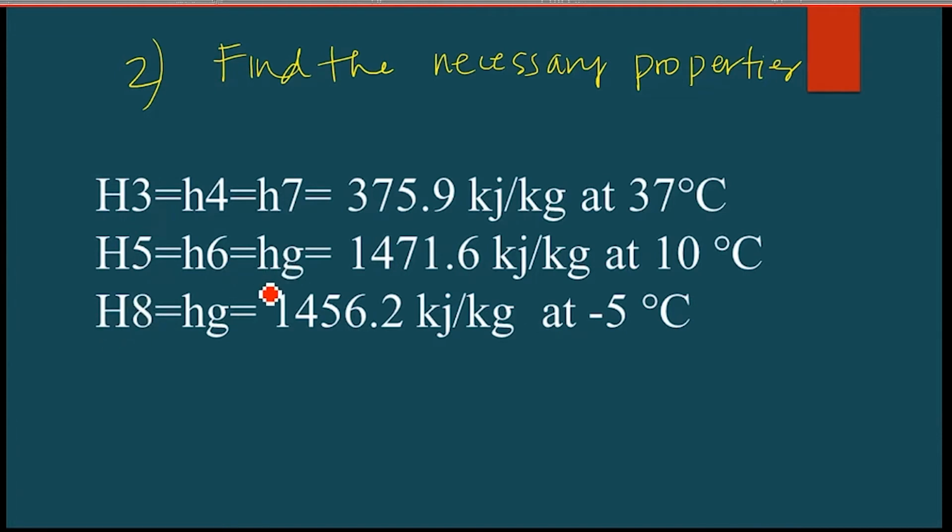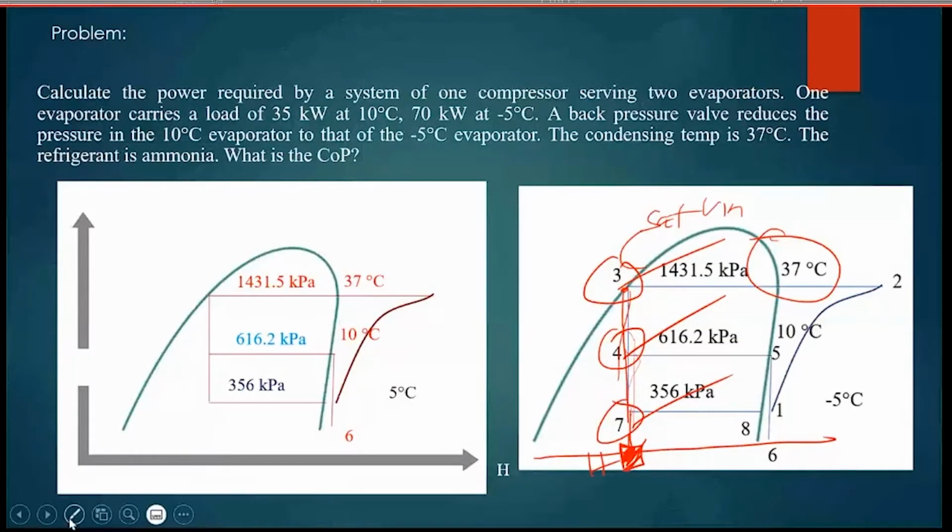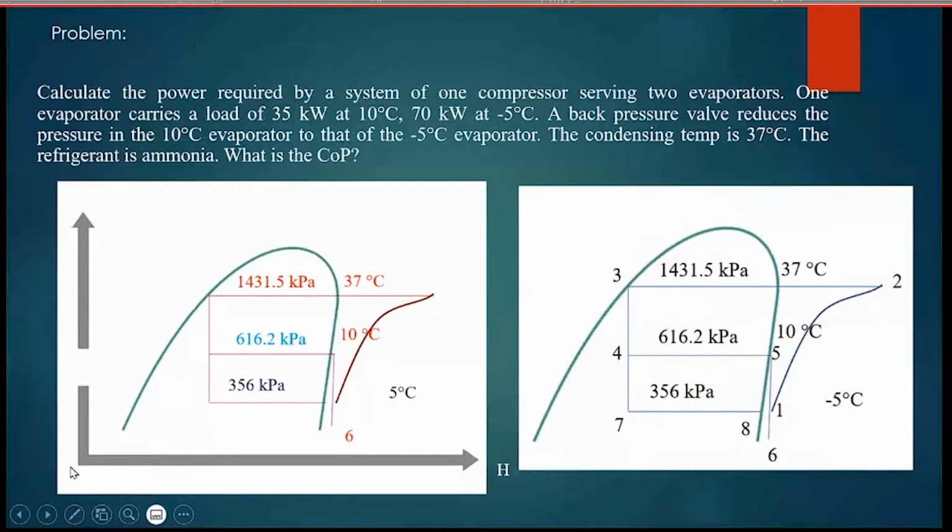H5, H6, and Hg. As I told you, that is situated in the saturated vapor line. Let me clear this up. So this 5 is Hg. Why? Because it is located at the saturated vapor line. Vapor means gas. That's why G. So the Hg here is the same as H6 because it's vertical, right?